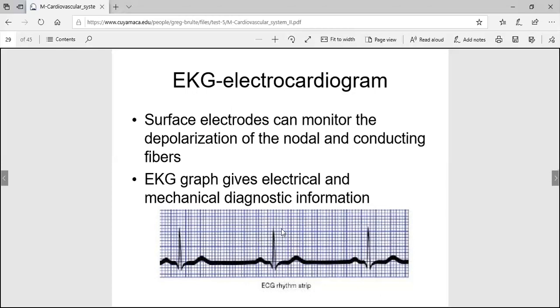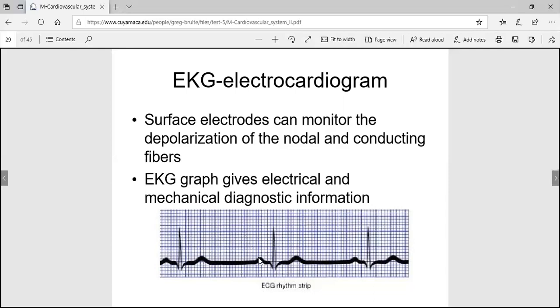You can tell the heart rate. So say this is 1 second apart, and these are 1 second apart. So you know you've got a heart rate of about 60 beats per minute looking at this. You can tell rhythm. If they're nice and evenly spaced, you've got a good rhythm. If some of them are closer together or further apart, you might have a rhythm problem. So rate and rhythm, that's two things you can tell.